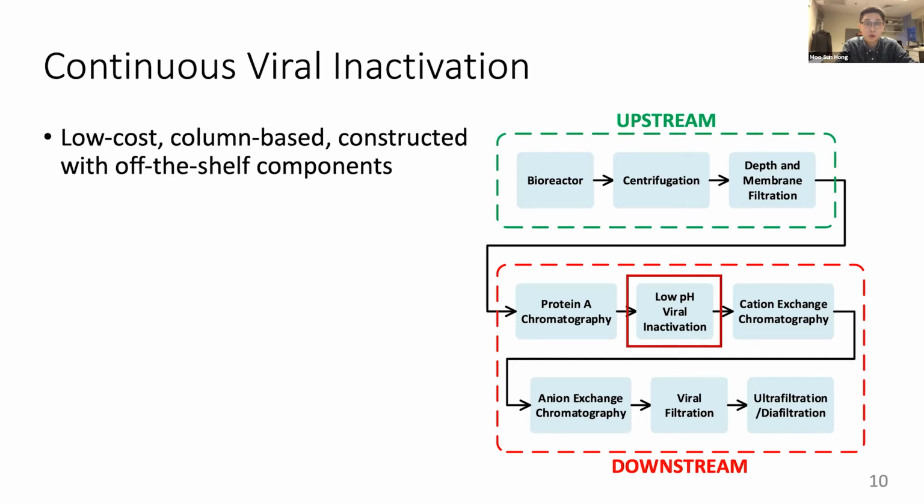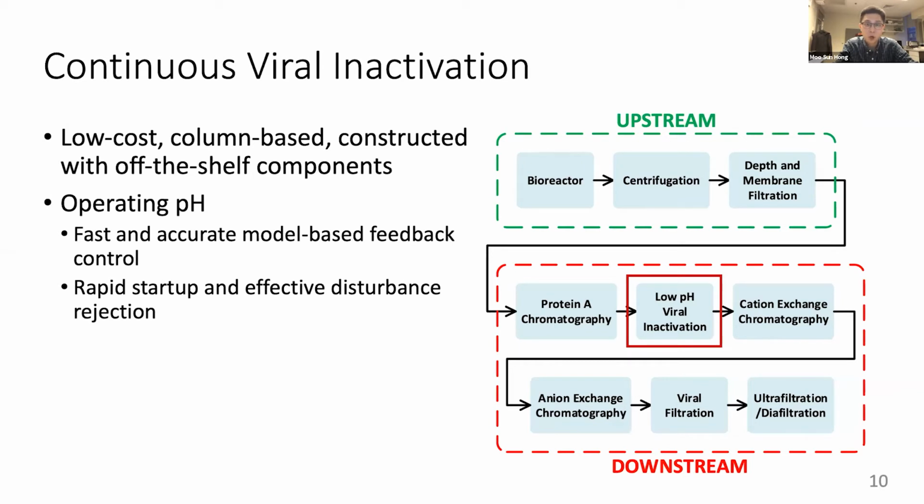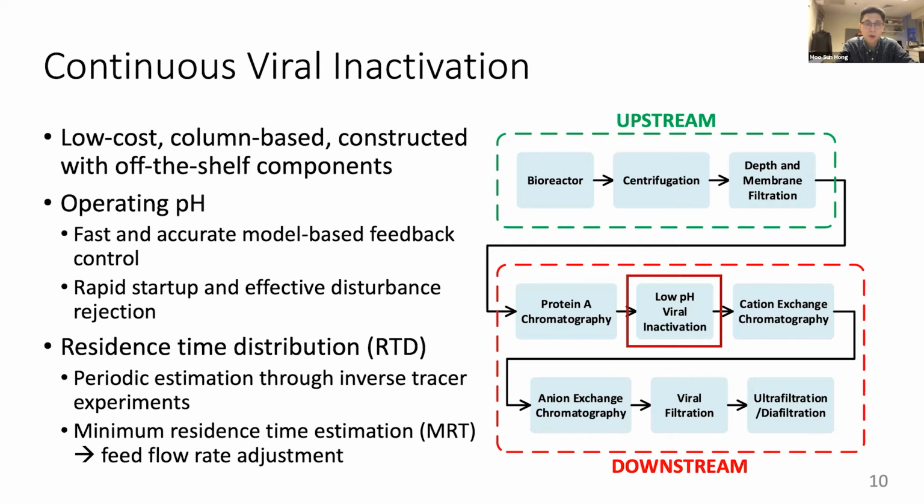To address these control challenges, we have constructed a low-cost column-based continuous Brown activation system with off-the-shelf components. For operating pH, we have implemented a fast and accurate model-based feedback control to enable rapid startup and effective disturbance rejection. And the residence time distribution was estimated periodically during operation through inverse tracer experiments. Then this was used to estimate the minimum residence time, which in turn was used to adjust the feed flow rate to maintain the residence time distribution.